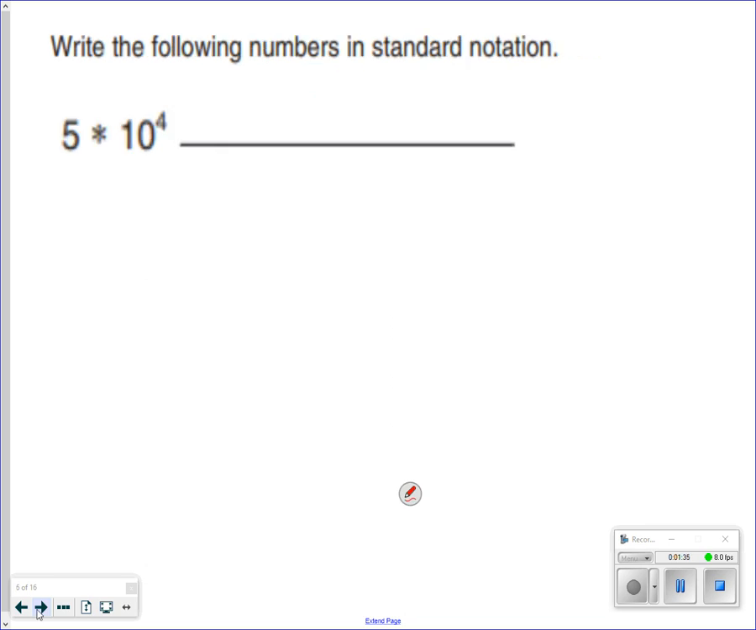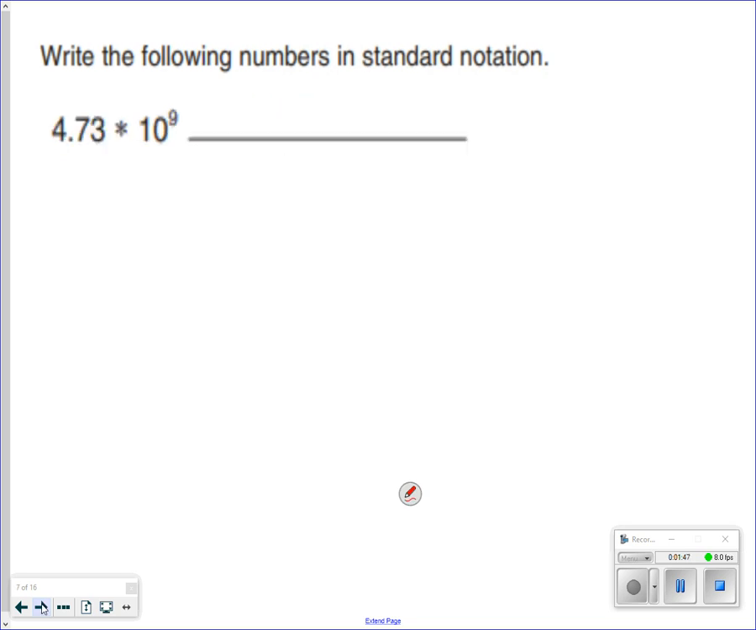That gets us to the scientific notation. Moving on, write the following numbers in standard notation. So that means we're going to write these out. So I've got a 5, and I'm going to move it 4 zeros. 50,000. I have a 4.73, but I have a positive 9, so move this decimal 9 spots. 1, 2, 3, 4, 5, 6, 7, 8, 9.